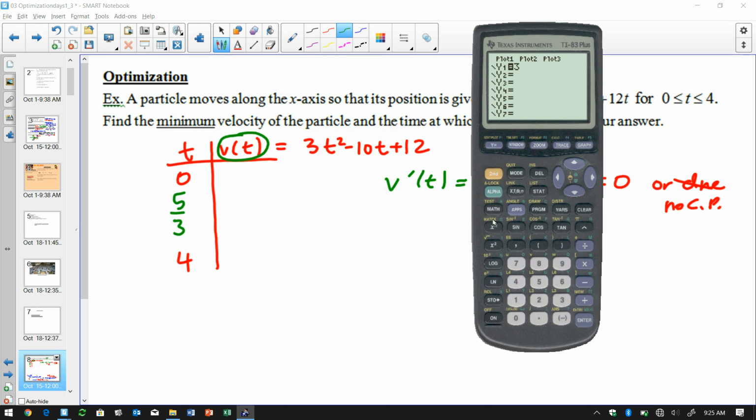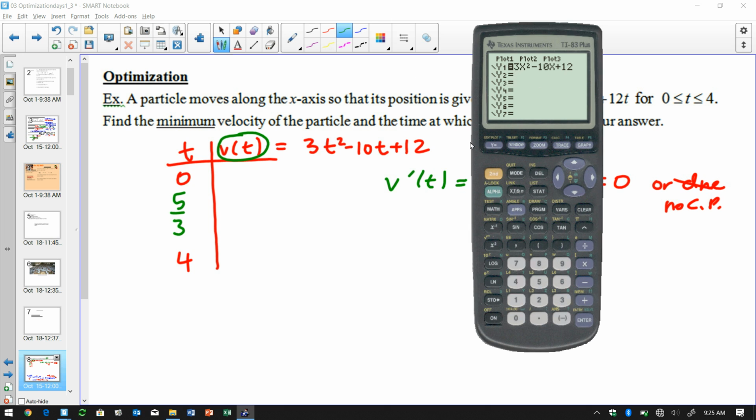Let me move this over. That's going to be 3x squared minus 10x. Okay, and I'm smarter than my calculator. So instead of x, I'm going to put in t. I'm a little tricky that way. I'm cheating on my calculator. I'm using x's instead of t's, but my calculator doesn't know. But it still turns out to be the same.